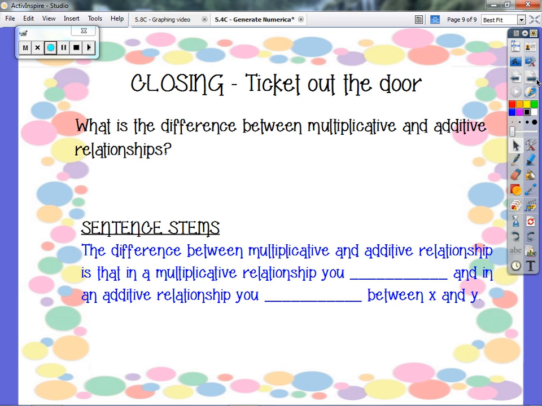So the sentence stem goes: the difference between multiplicative and additive relationship is that in a multiplicative relationship you blank, and in an additive relationship you blank between x and y. So they're responsible for writing the whole sentence and just filling in the blanks. That way, this is also helping them get better in their writing.